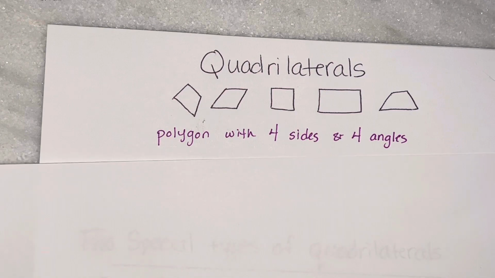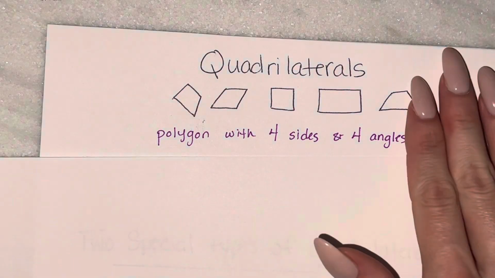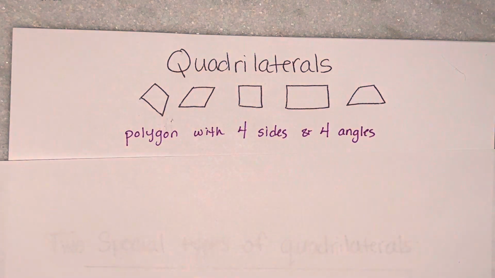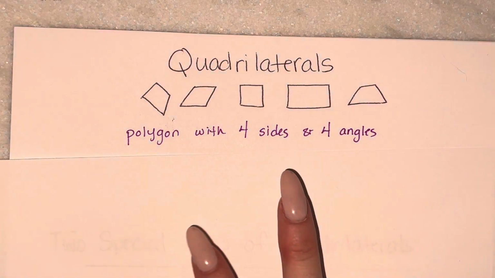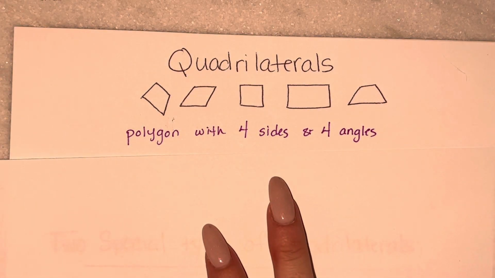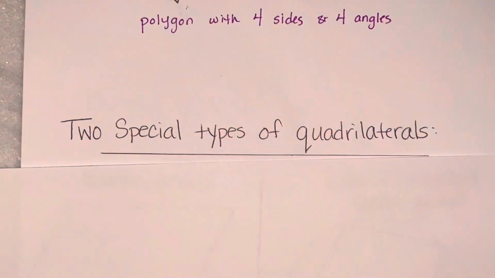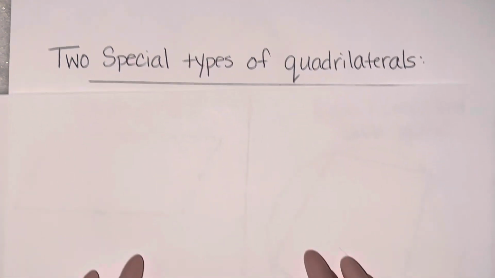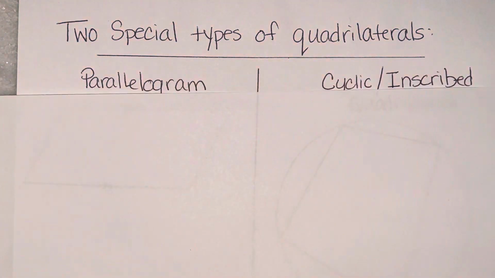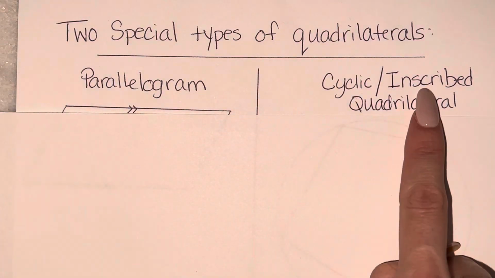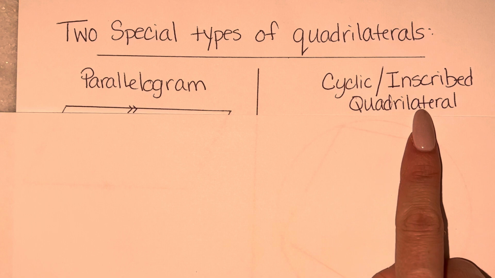quadrilaterals, the things we're learning about, have 4 sides and 4 angles. Now there are a lot of different special kinds of quadrilaterals, but I don't want to overwhelm you and talk about all of them at once. So I'm just going to talk to you about 2 special types. One of them I know you have learned about before. It is called a parallelogram. The other one I don't think you've ever learned about, and it's called a cyclic or an inscribed quadrilateral.